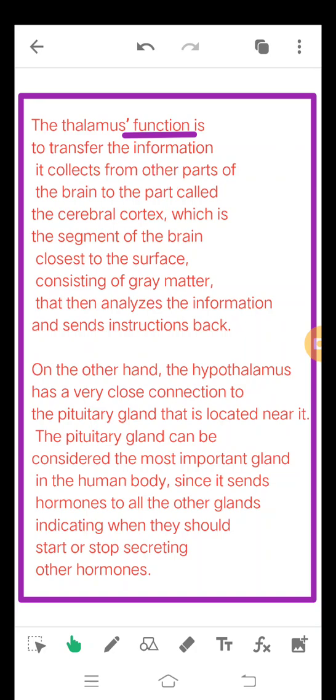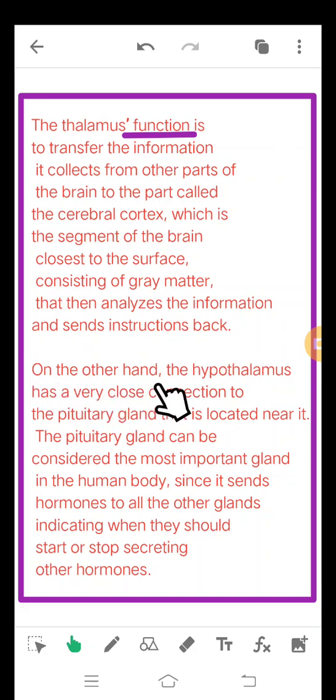So, the functions of thalamus and hypothalamus. We see in this page the functions of thalamus and hypothalamus. First, the thalamus function is to transfer the information it collects from other parts of the brain to the cerebral cortex, which is the segment of the brain closest to the surface, consists of gray matter, and analyzes the information and sends instructions back.